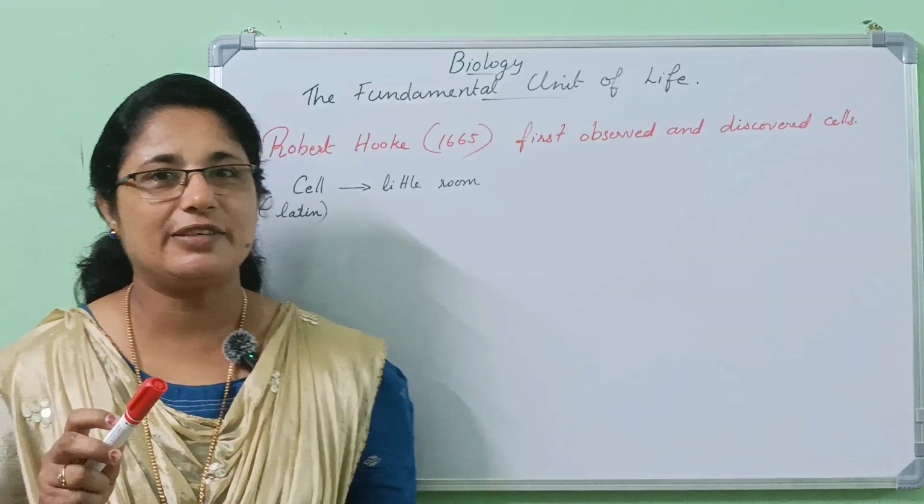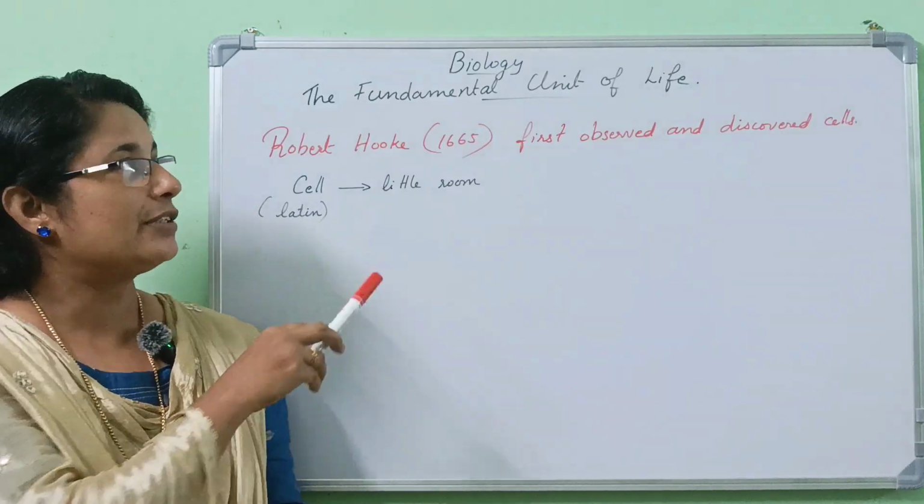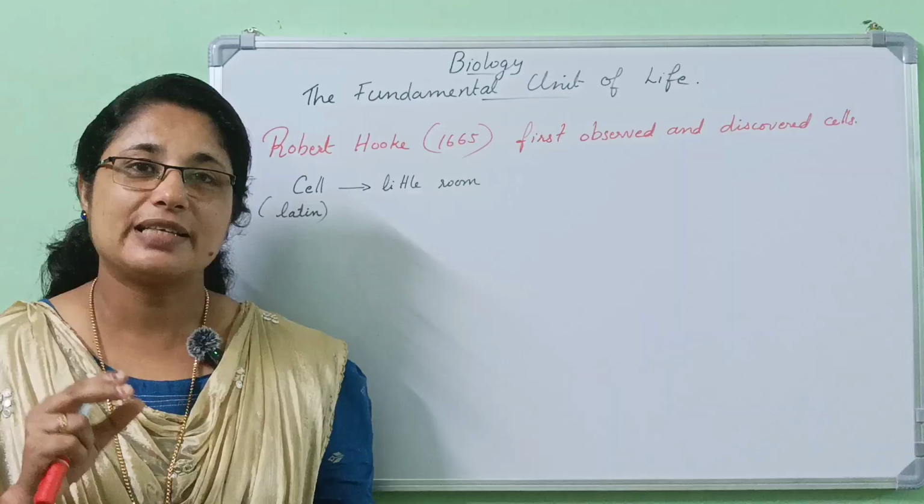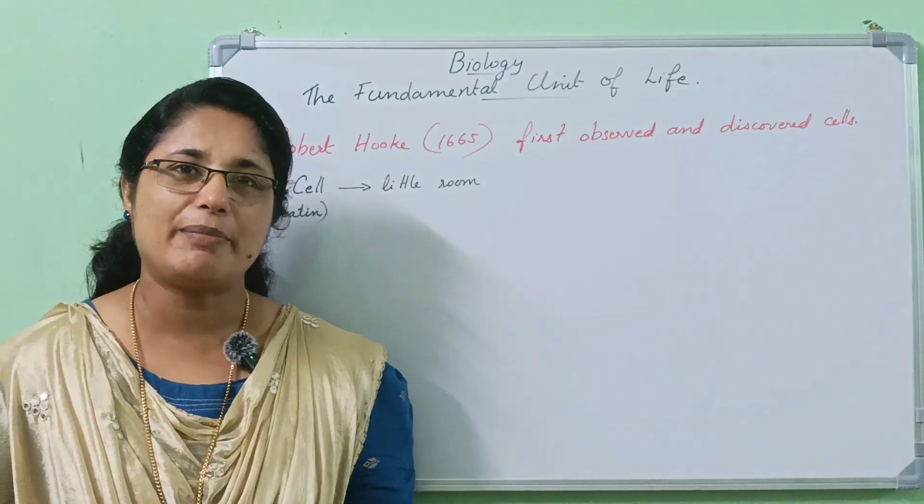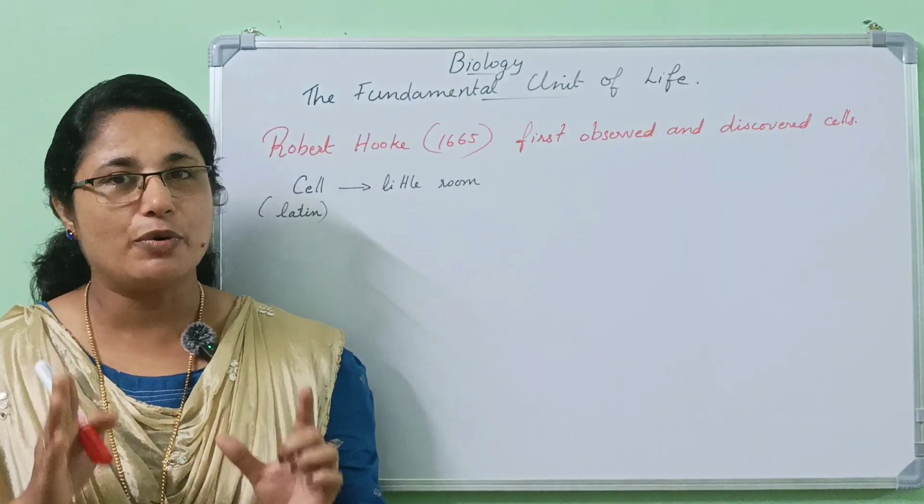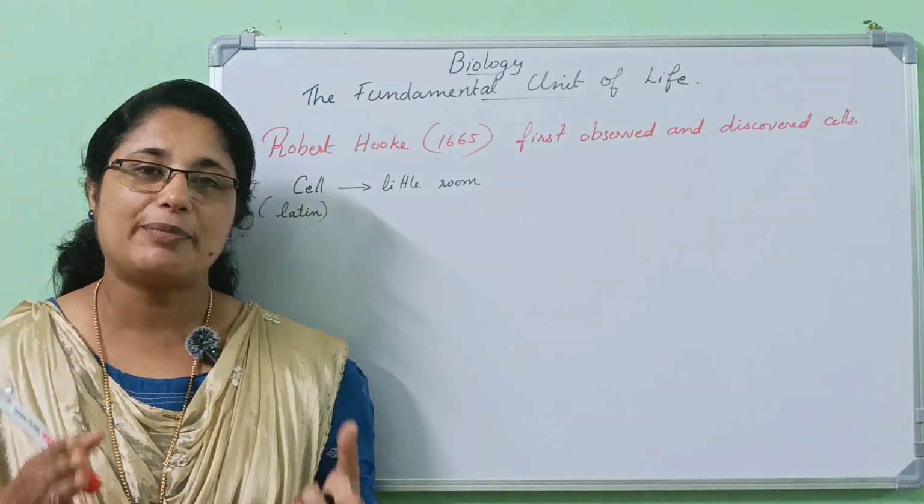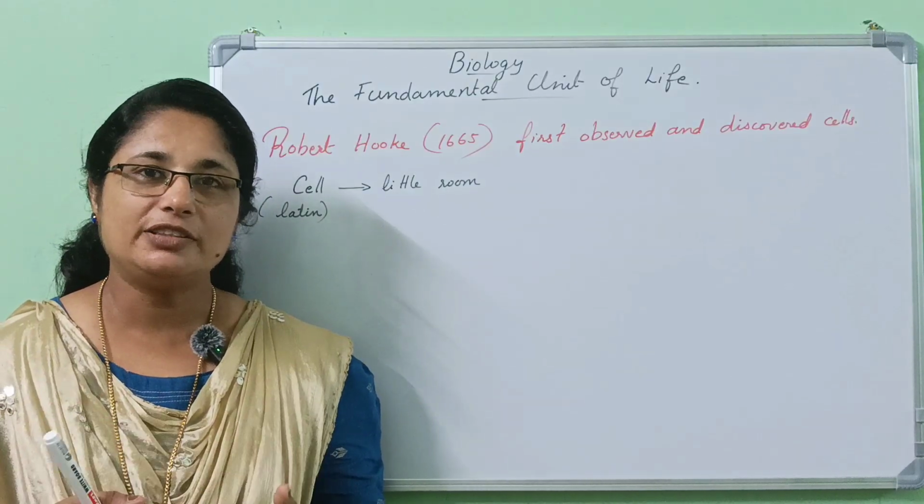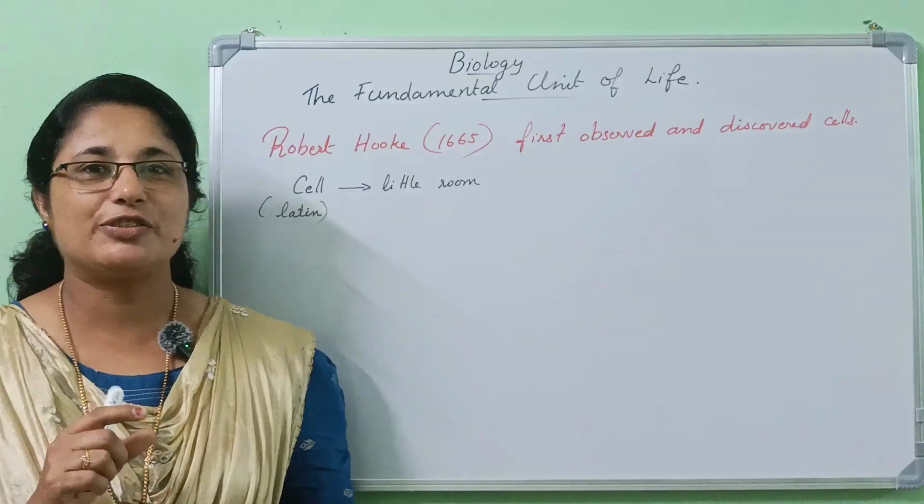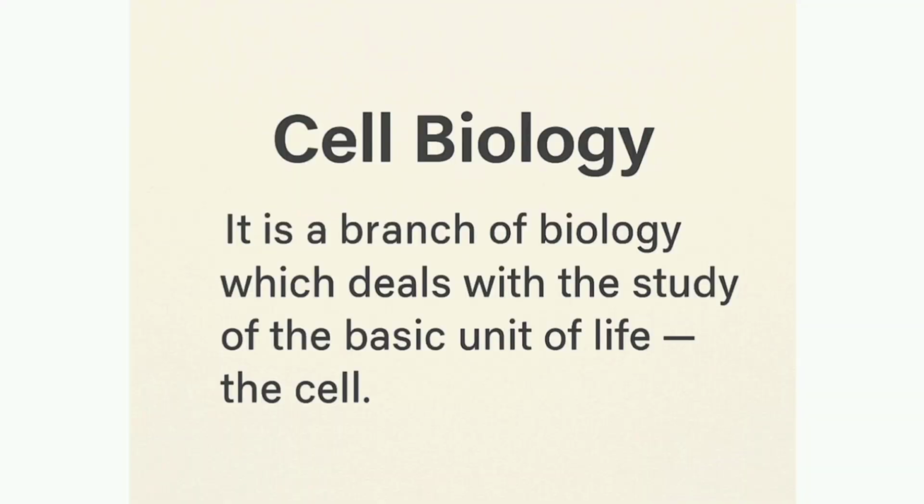So in 1665, Robert Hooke first observed and discovered cells from a cork tissue using a simple microscope. And that small discovery marked the beginning of a new branch in biology, which is known as cell biology. Cell biology is a branch of biology which deals with the study of cells.